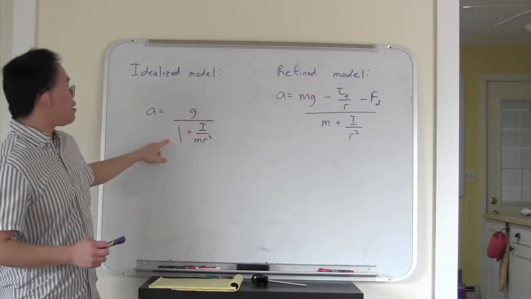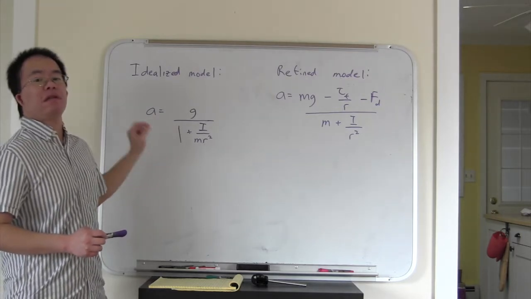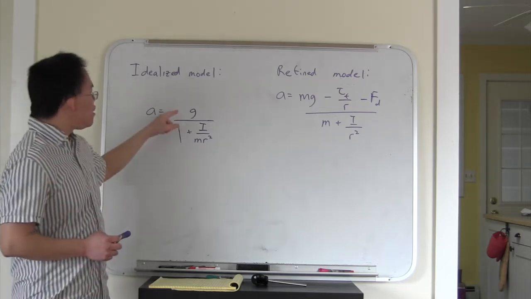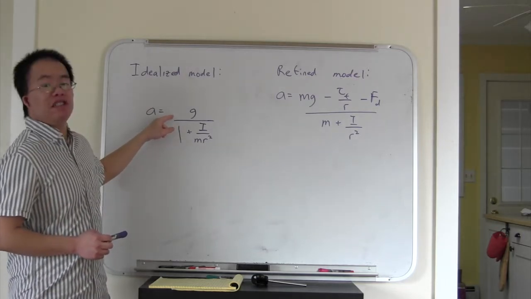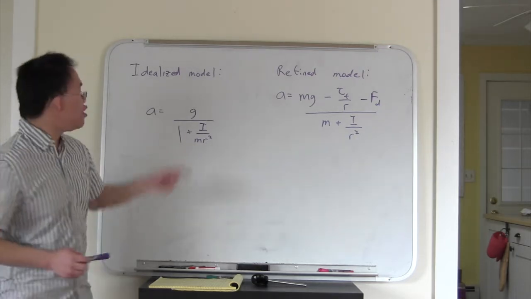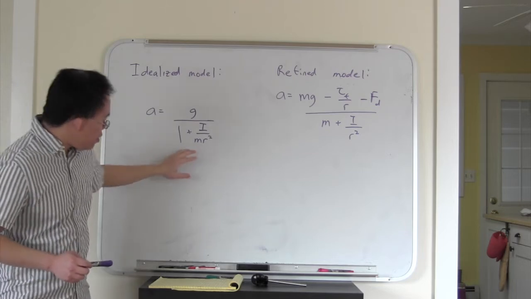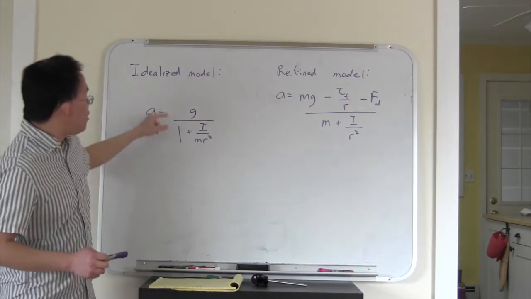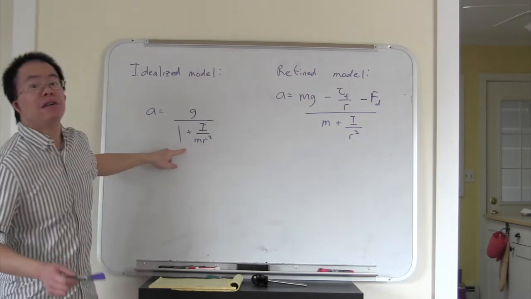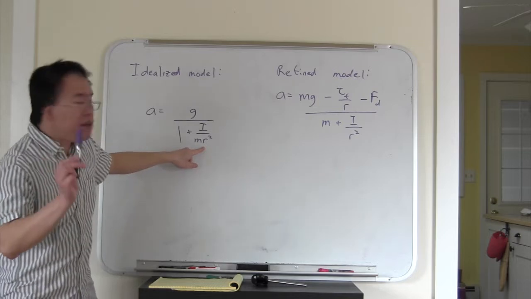Now, I like writing the acceleration in this form, which is different than what's in the manual, for the following reason. You can see that the acceleration is proportional to the free fall acceleration little g. But it's also clear to see how the acceleration is smaller than g, because the denominator here is larger than 1. And it's larger than 1 because of this term.